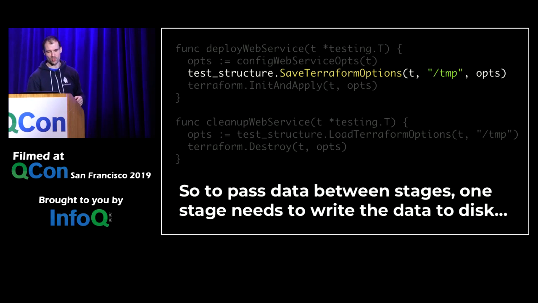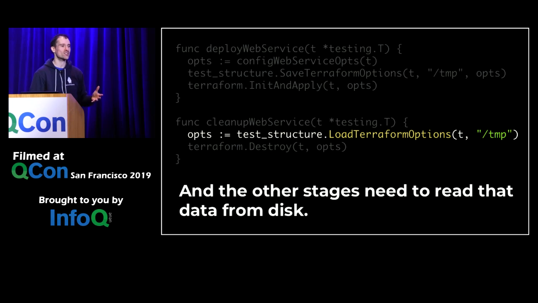So for example, the deploy web service code will store the Terraform options into the temp folder, and there's a helper to do that, so it's a one-liner. And then the cleanup web service code needs those Terraform options to know what to clean up. It's going to read it from disk. And so that allows you to have these completely independent test stages.